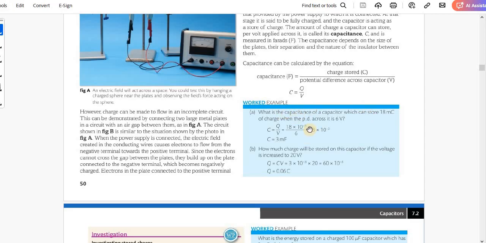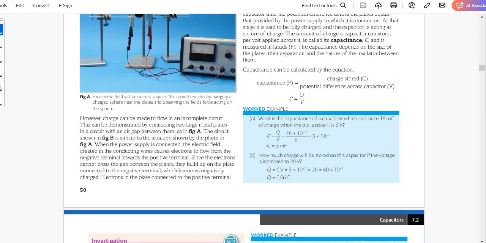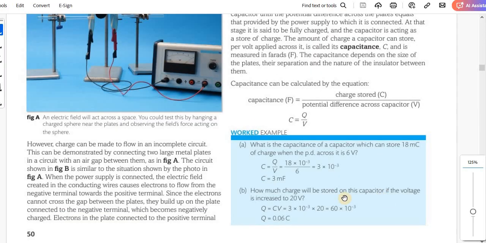Let's go through this example. What is the capacitance of a capacitor which can store 18 millicoulombs of charge when the potential difference across it is 6 volts? So very simple. You are supposed to find the capacitance C, and you know C is equal to Q over V. Q is given, that is 18 millicoulombs.